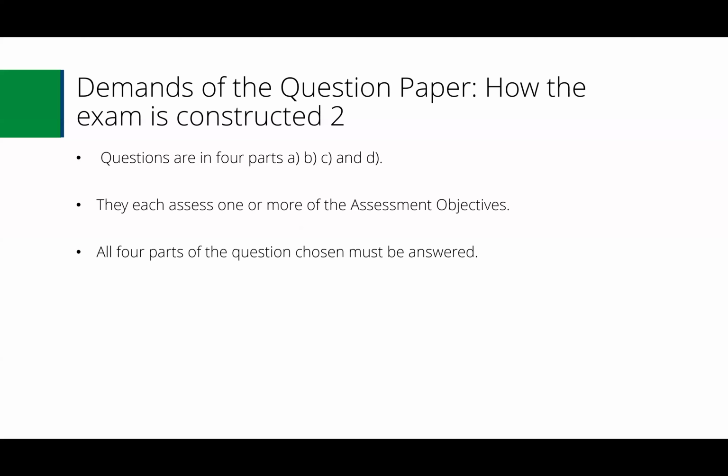So in terms of the exam paper, as I've already mentioned, there are 4 parts in it. So A, B, C, D. Each of them assess one or more assessment objectives. So again, here in your booklet, you will find that pages 6 to 8 will give you exemplars of this.